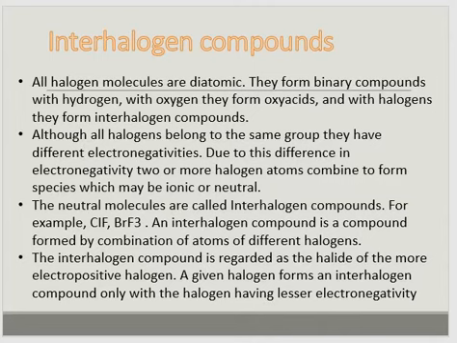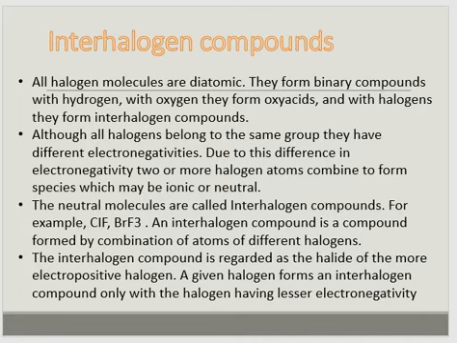species which may be ionic or which may be neutral in nature, and such species would be called as interhalogen compounds. The neutral molecules are called interhalogen compounds, and some examples are ClF, BrF3. Interhalogen compound is a compound formed by the combination of atoms of different halogens. The interhalogen compound is regarded as a halide of more electropositive halogen. A given halogen forms an interhalogen compound only with a halogen having lesser electronegativity.